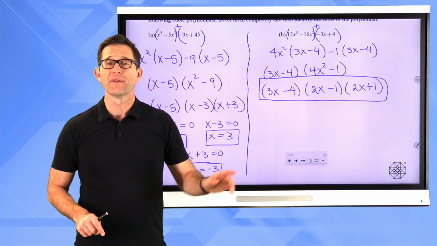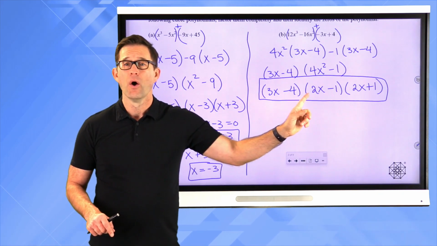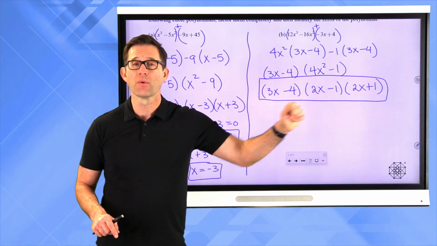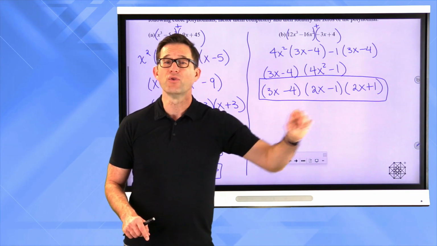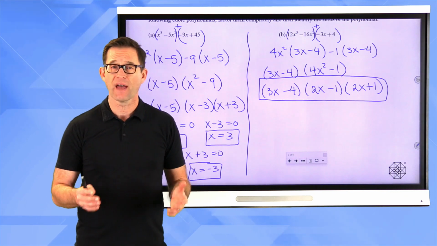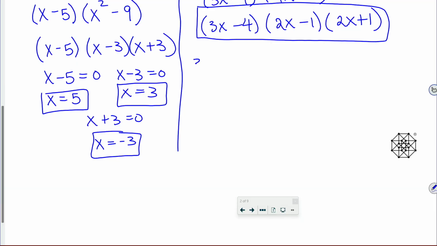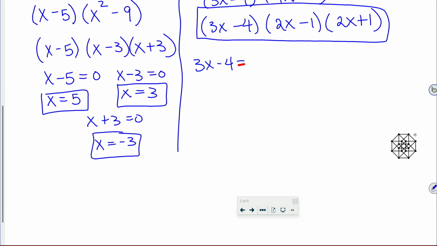The way I'm thinking about this is what value of x will make 3x minus 4 equal to 0? What value of x will make 2x minus 1 equal to 0? And what value of x will make 2x plus 1 equal to 0? Now, if you can solve those in your head, fantastic. If you can't, obviously what you want to do is take a little bit of time to write down this two-step equation, hopefully without all the red, right? Add 4 to both sides, more red, and divide by 3.